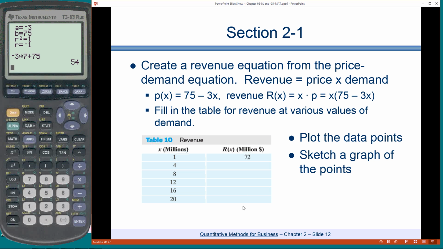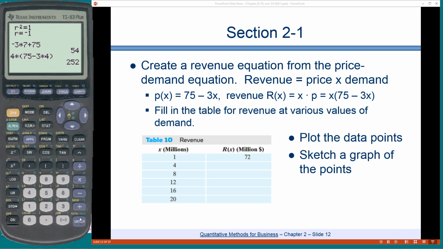If I want to fill in a table, I just have to take my x values, like 4 million units here, and plug it in. 4 times 75 minus 3 times 4 will tell me what the revenue is for that. Let's do that on a calculator. 4 times 75 minus 3 times 4 is, for a demand of 4 million units, my revenue would be $252 million. Let's see what I get for a demand of 8 million units.